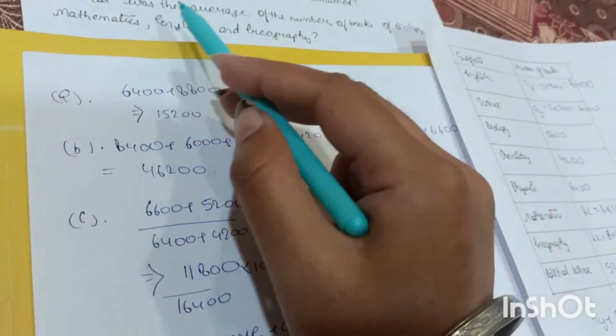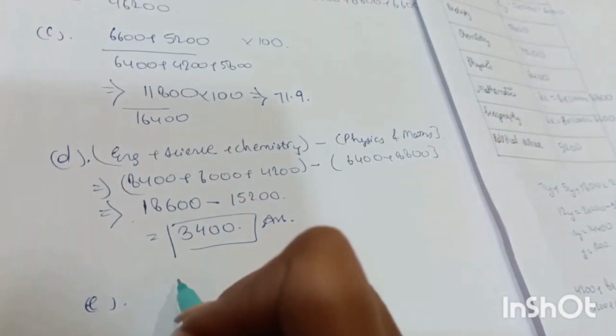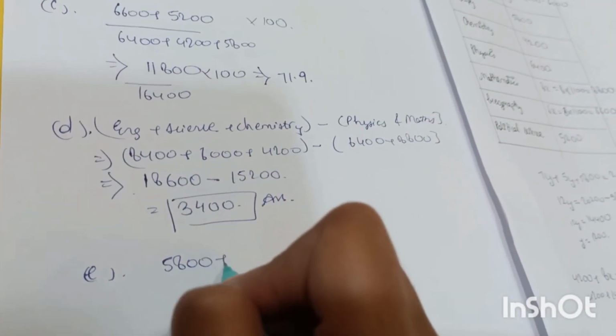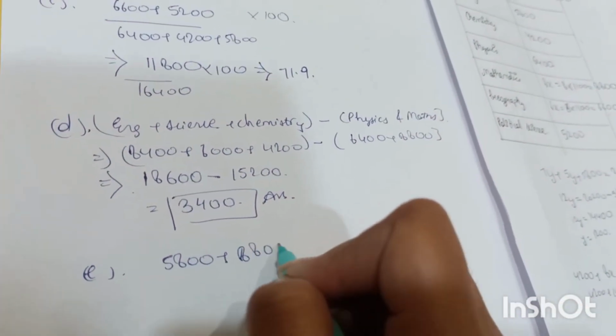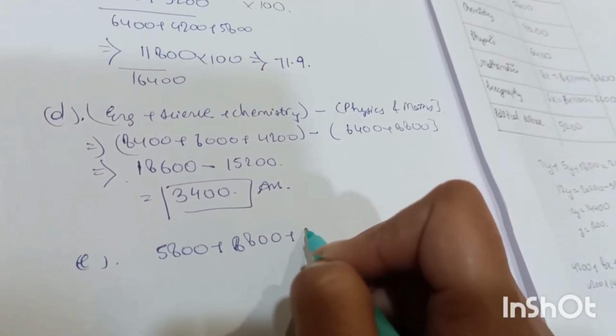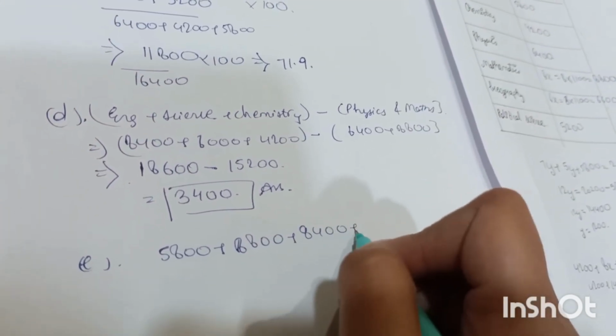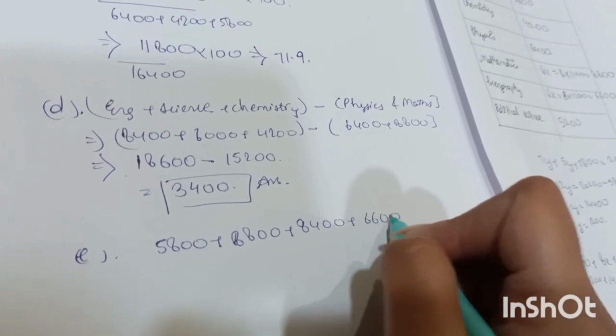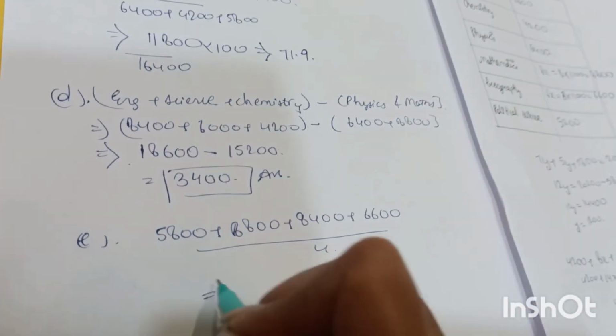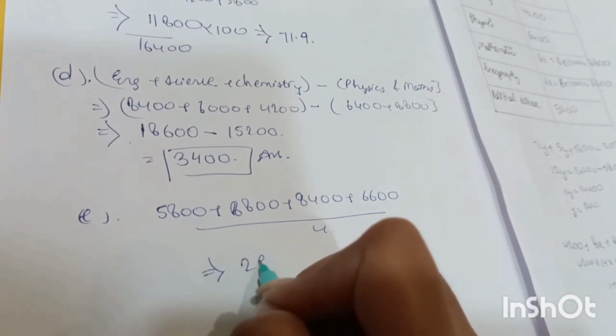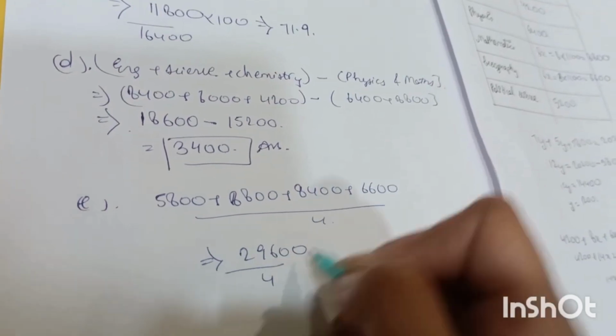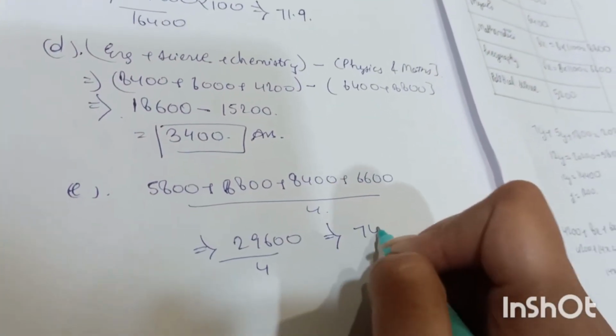For E, what is the average of bio, maths, English and geography? So bio, maths, English, geography upon 4. So when you will calculate you will get the value as 29,600 upon 4. You will get the value as 7,400.